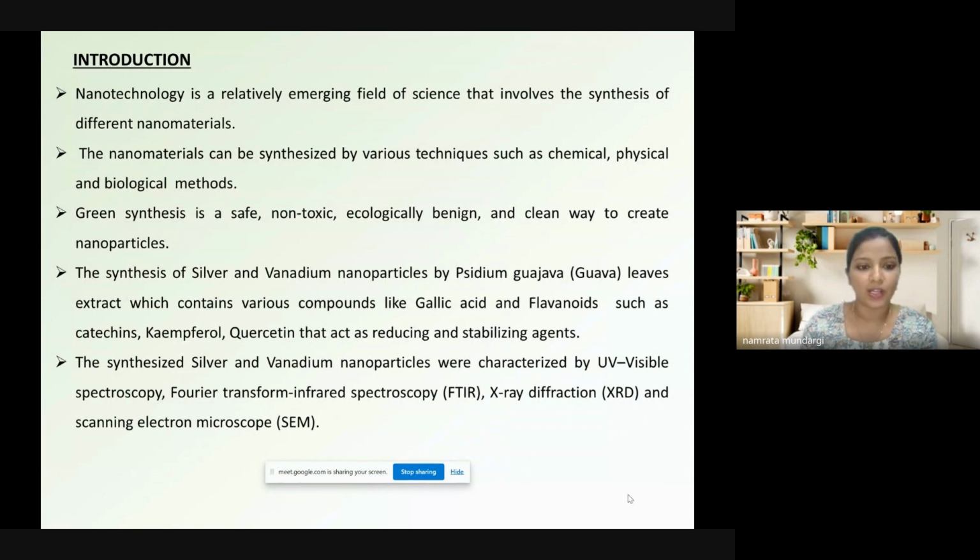The synthesis of silver and vanadium nanoparticles by Psidium guajava leaves extract, which contains various compounds like gallic acids and flavonoids such as catechins, kaempferol, and quercetin, in which the quercetin acts as a reducing and stabilizing agent. The synthesized silver and vanadium nanoparticles were characterized by UV visible spectroscopy, FTIR, X-ray diffraction, and scanning electron microscopy.